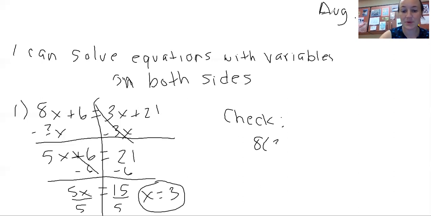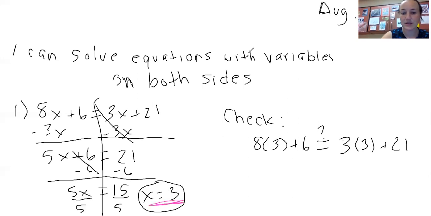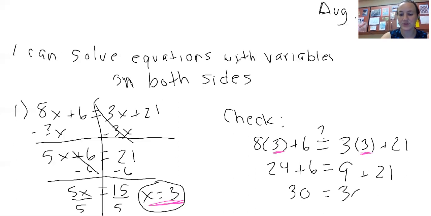So 8, but instead of x, I'm going to put 3 in for x because that's what my answer was that we got. But I still have plus 6. And we're going to find out, is that equal to 3 times x? Well, we found x to be 3, so I'm going to put 3 in, plus 21. Okay. So again, this 3 is going here and it's going here. And now you're just using your calculator. So 8 times 3 is 24 plus 6. Is that going to be equal to 3 times 3 is 9 plus 21? 24 plus 6 is equal to 30. 9 plus 21 is equal to 30. Hey, we got a match. Okay, so if you want to check your answers without having to put them into Schoology, guys, that's how you can check your answers by substituting back in.